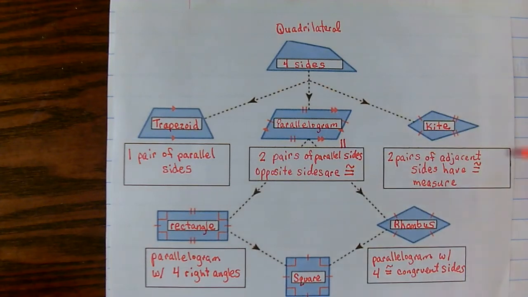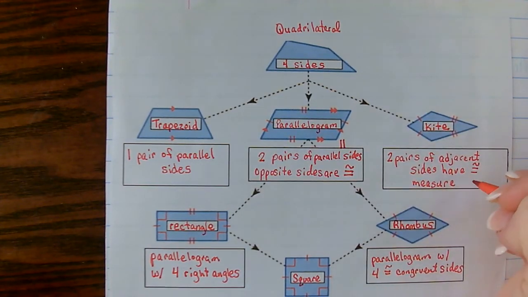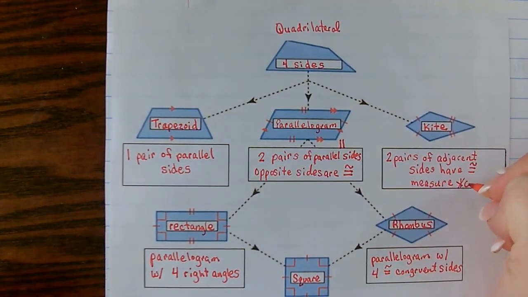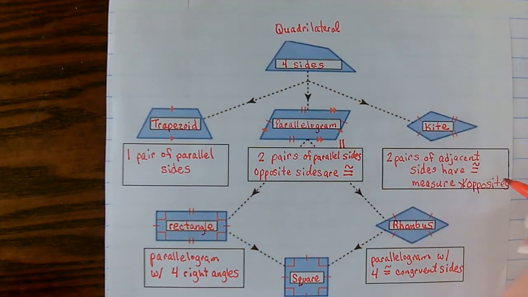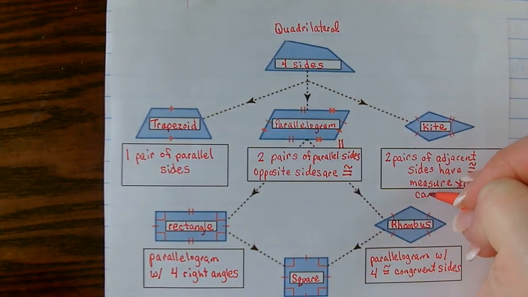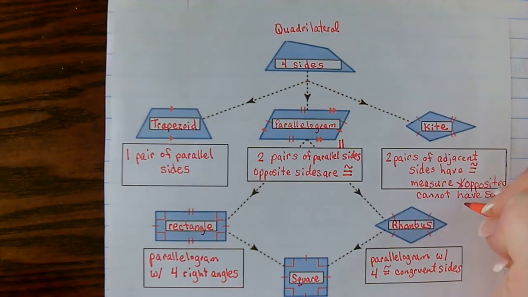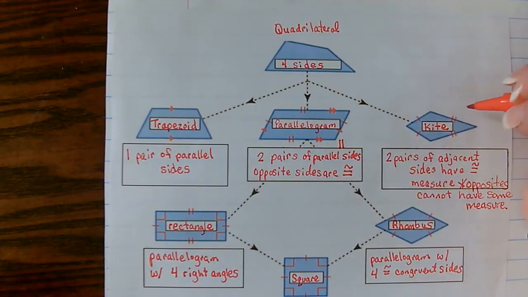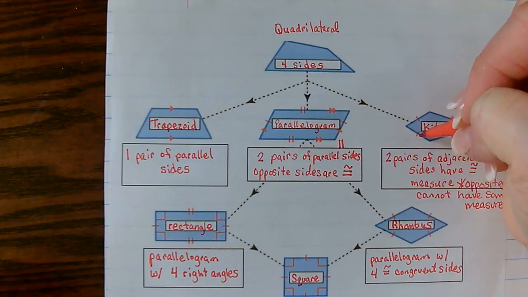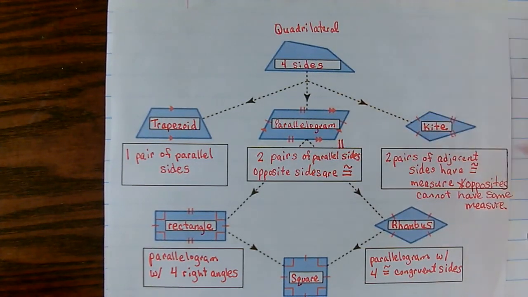Back to kites, let's also point out that the opposites cannot have same measure. So this side could not equal this side, and this side cannot be equal to this side.